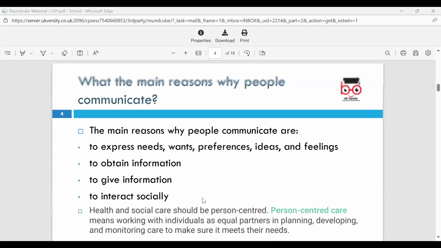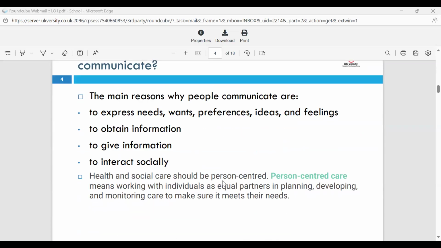So what are the main reasons why people communicate? People communicate because they need to get information from people or give information. For example, if you're with a patient and you're trying to tell them about new medication, then you have to give information to that person. So why is communication important then? If you have to tell a patient about any sort of new medication, why do you think it's really important that it's communicated right?